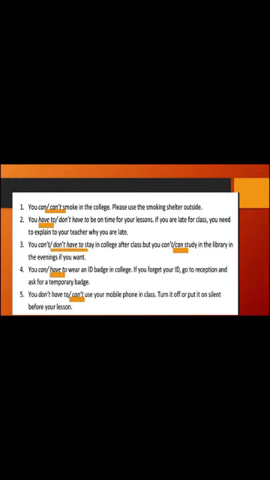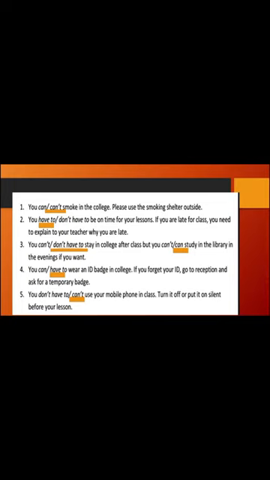You have to be on time for your lessons. If you are late for class, you need to explain to your teacher why you are late. So here, you have to, it's an obligation. You don't have a choice to be late. You don't have to stay in college after class, but you can study in the library in the evenings if you want. And here it's your choice if you want to stay in the college after class or not. And you can study, yani it means that it's okay to study, and if you want, yani it's up to you. If you want to study, it's okay.